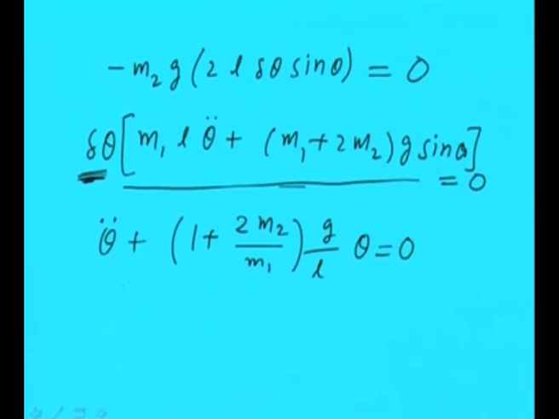From here, because this is the standard equation of motion of a single degree of freedom system, the natural frequency will be given as the square root of (1 plus 2 m2/m1) g by L.